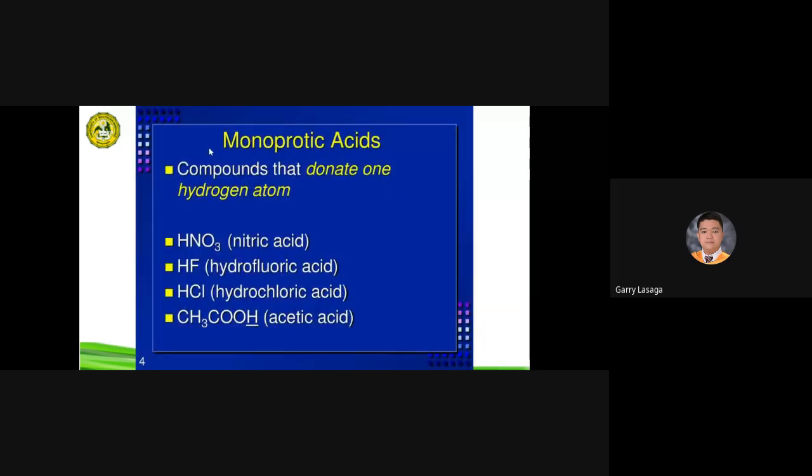We have different acids according to the number of hydrogen atoms that they can donate. So those acids that can donate one hydrogen atom are called monoprotic acids. So for example, we have here our nitric acid. This is a monoprotic acid because it has one hydrogen atom in it. We also have HF or hydrofluoric acid. So it also has one. Hydrochloric acid or HCl is one also, and we have the acetic acid.